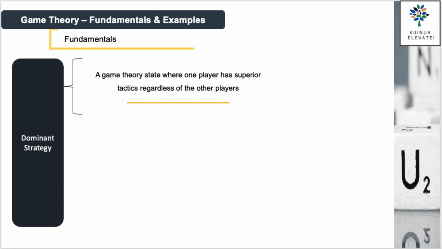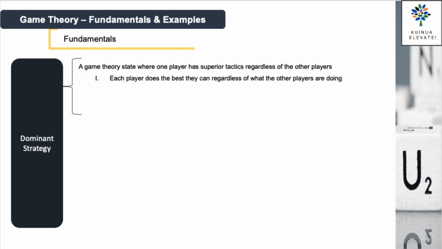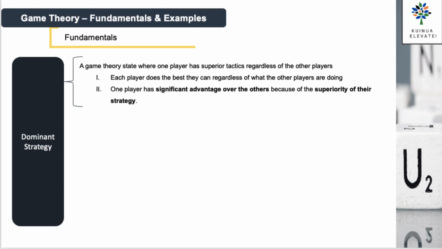Right, let's get going. One of the key fundamentals of game theory is the dominant strategy. The dominant strategy in game theory is a situation where one player has superior tactics regardless of the other players. The superiority of this player's strategy is evident at the outcome stage. In a dominant strategy situation, the player who holds the dominant strategy enjoys an upper hand in the game against all the other opposing players.